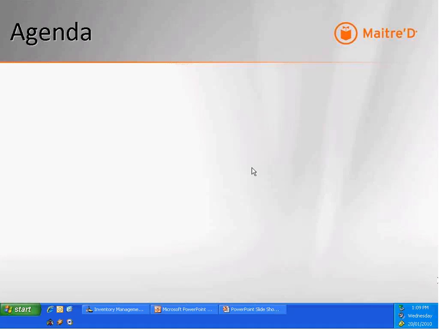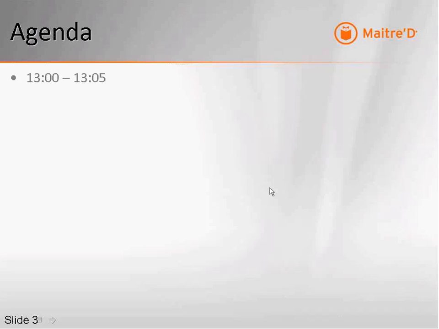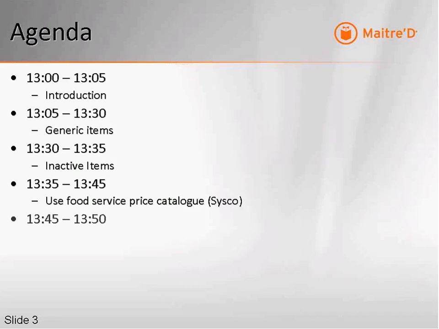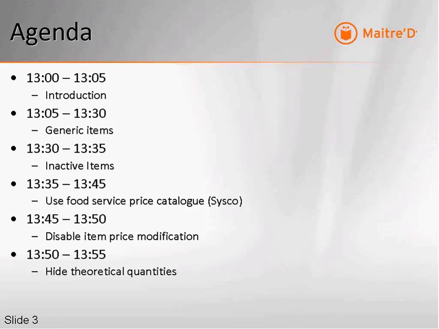Okay, so let's view a detailed agenda for today. A couple of minutes for the introduction. After that, we'll see generic items and inactive items, which are actually pretty much tied together. After that, we'll see the service price catalog from Cisco, the feature called disable item price notification, and the last feature we'll see is a neat little flag called hide theoretical quantities. We'll finish by a quick conclusion, where we'll see the next subject that we'll discuss, and after that, there'll be the question and answer session.